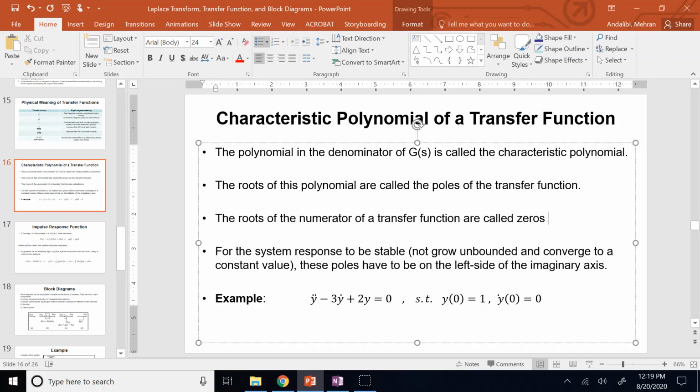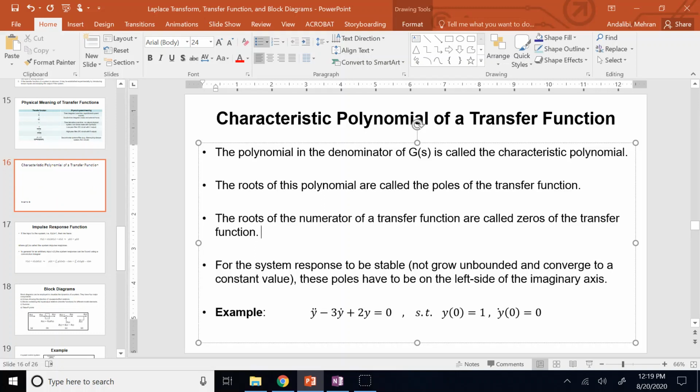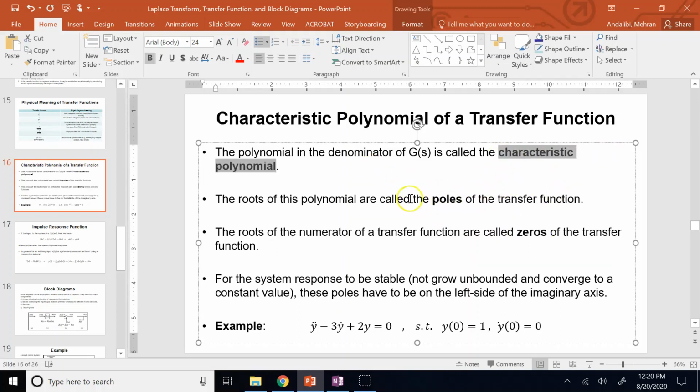Are called zeros of the transfer function. Okay, so I just wanted you to know that. So the definition of pole, the definition of zero, and then the characteristic polynomial. I just want to make sure everybody knows that, right? Now, we'll talk about it and I'll show you later.